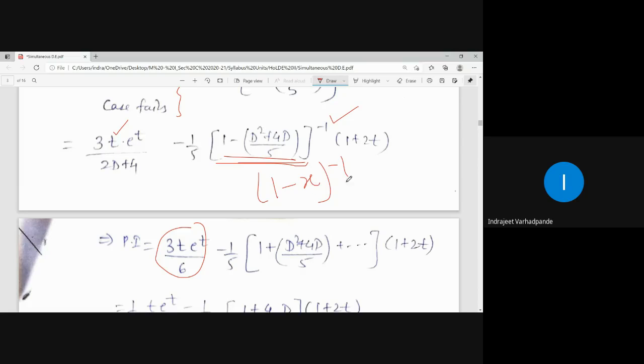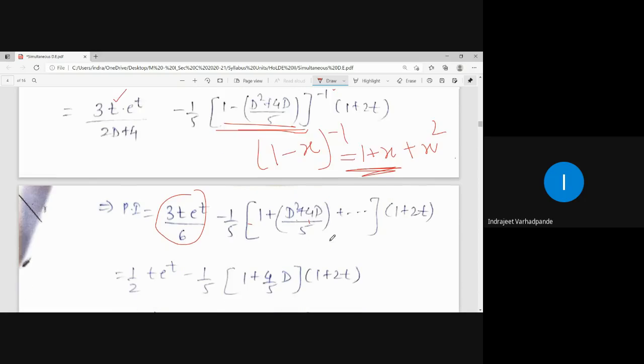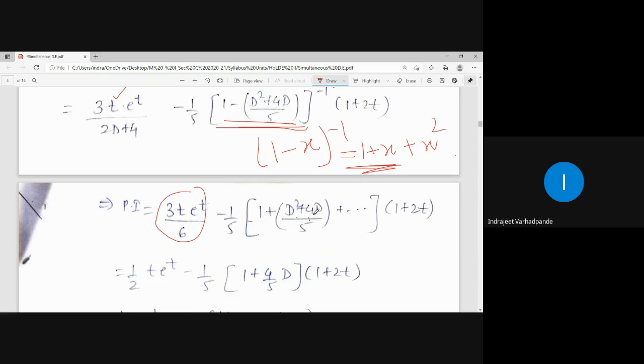So what is the expansion of 1 minus x? It is 1 plus x square. But I won't be going up to x square. I will be only expanding it up to 1 plus x. Simplify this: 1 plus d square by 5 and 4 by 5 d. D square will be 0. D will be 2. The first derivative of this will be 2.